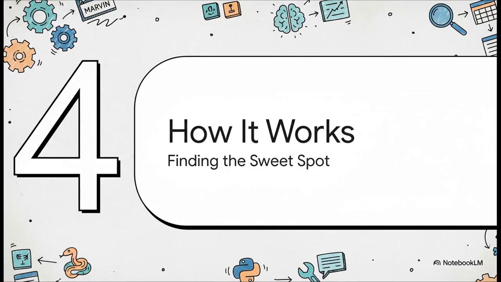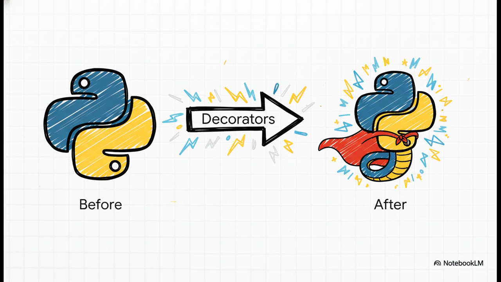So how does this magic actually work? Let's peek under the hood a little bit. We'll break down the key pieces that make Marvin so effective, and that'll help us see exactly where it fits in your AI toolkit. The first big piece of the puzzle is what Marvin calls AI decorators.